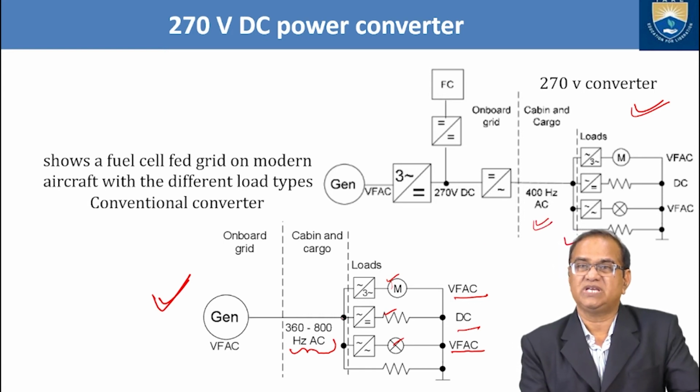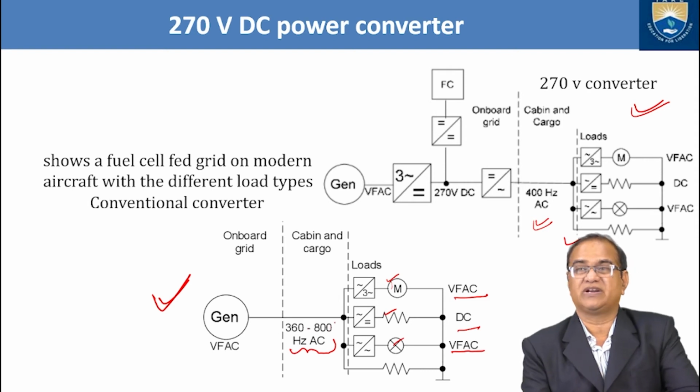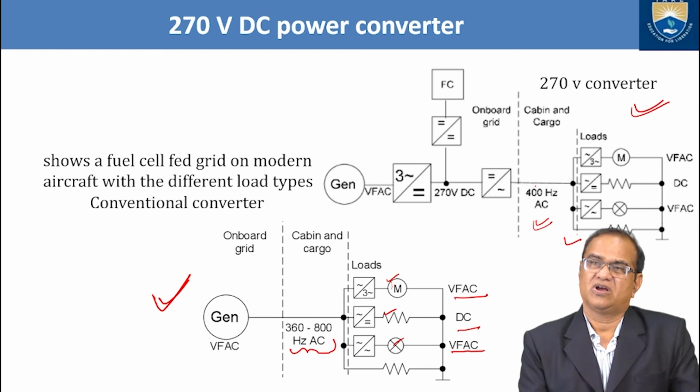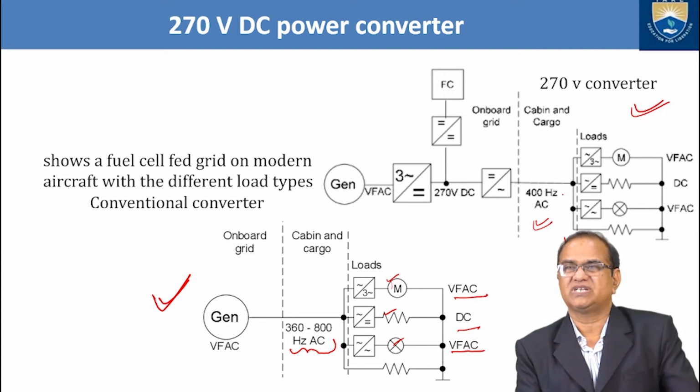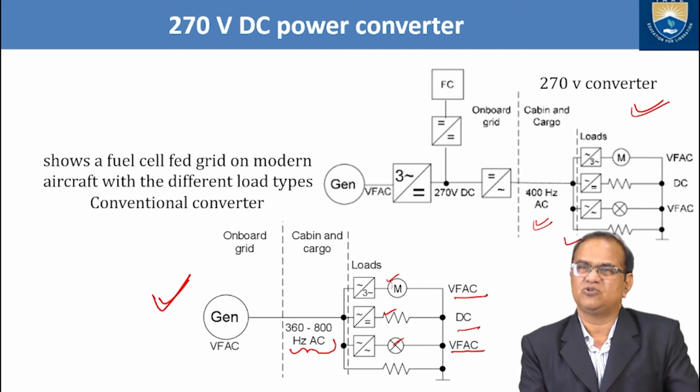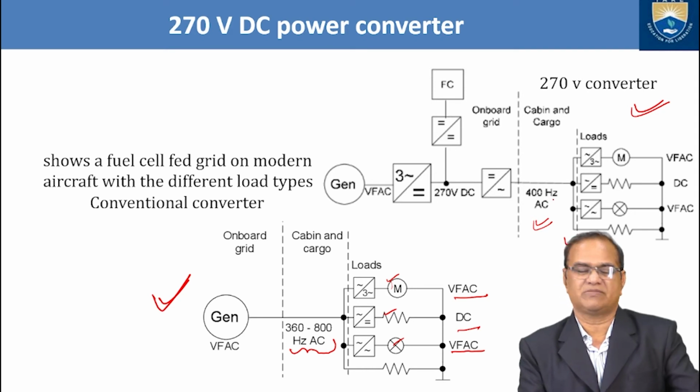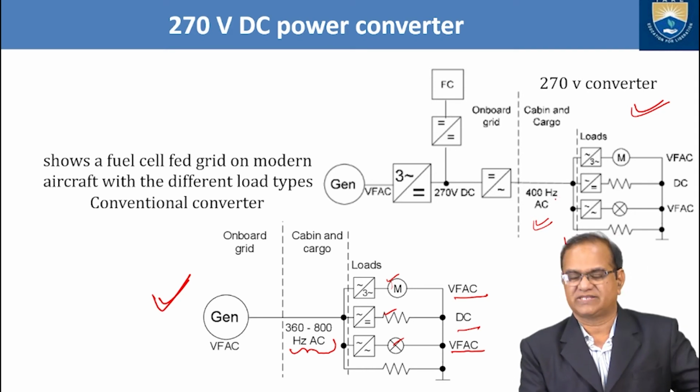Okay, but here if you see 360 to 800, but here we want a constant frequency. Otherwise, I have explained that if the frequency is not constant, it will create a huge problem, and it is likely that some systems may get some problem.